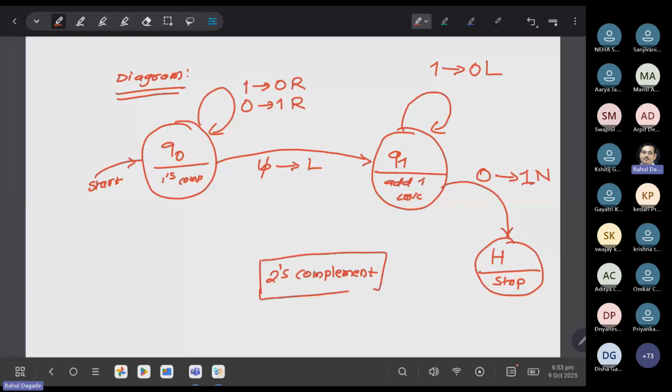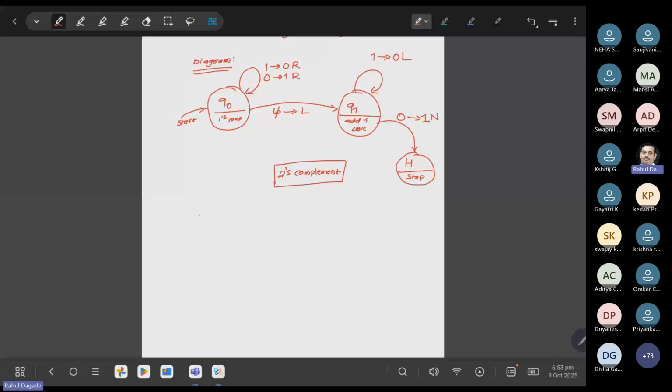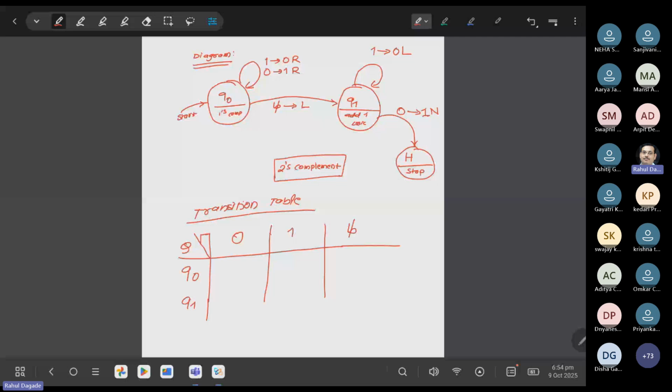Now let us represent it with the help of a transition table. So how will you represent it with the transition table? You have Q cross tau, and which are the tape symbols? 0, 1, and blank. And how many states do we have? We have the Q0 state, the Q1 state, and the H state, the halt state.